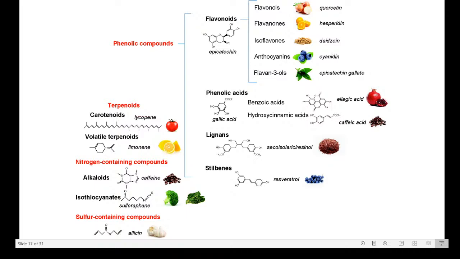Sorry, I can't suggest the name. Gallic acid is present in almost all plants and food items. Ellagic acid is present in pomegranate. Caffeine is also a phenolic compound. Why we mention it here: this is a very practical one.